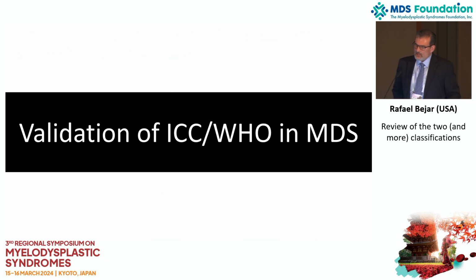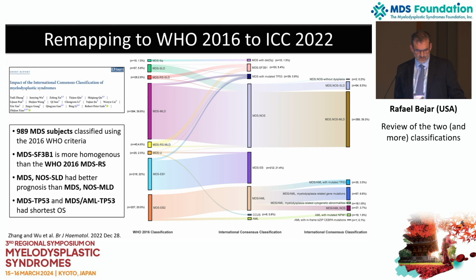Now, shortly after these came out, several groups ran to their tissue banks and their databases to see what it looked like in practice. And I think there are some lessons to be learned from here. This is from a Chinese group that looked at almost 1,000 subjects that were stratified using WHO 2016 and remapped to the ICC 2022. And what you can see in this river plot is that most of those lines are horizontal, meaning most patients landed in a group that was very similar to the group that they came from, without a significant shift, even if that group might have been renamed.